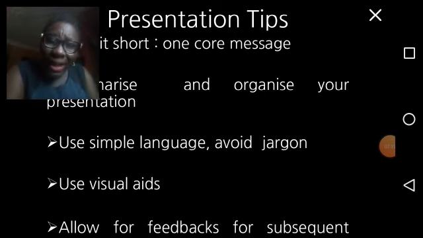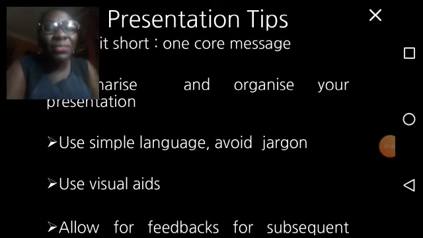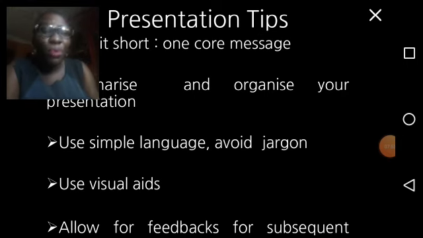Then we should also allow for feedback for subsequent improvements. There's this saying that practice makes perfect. When you do your first presentation, it may not be perfect. In fact, more often than not, it will not be perfect. But when we send it out, we can always create a feedback mechanism whereby we get feedback from our audience. When we make use of this feedback in our subsequent presentations, it makes them better, and it improves the quality of the presentation.